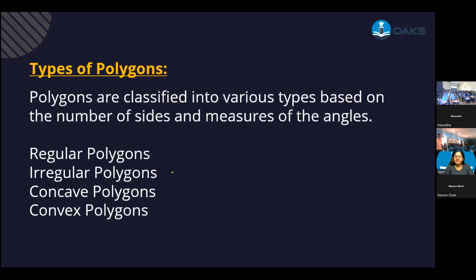Polygons are classified into various types based on the number of sides and the measure of the angles. So, we have regular polygons, irregular polygons, concave polygons, and convex polygons. I have taken some types just to make you understand.